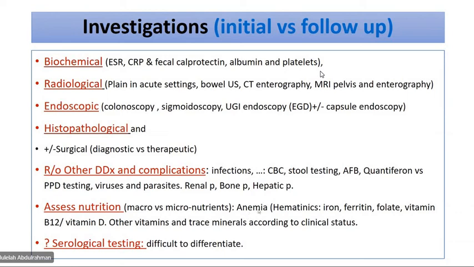So you look at anemia by doing a CBC. You look at hematinics: serum iron, ferritin, folate, vitamin B12, and other vitamins and trace minerals. Serological testing is left for cases where it's difficult to differentiate between UC and Crohn's. It's not endorsed by guidelines lately, so we'll give you just one slide about them for the sake of exams.